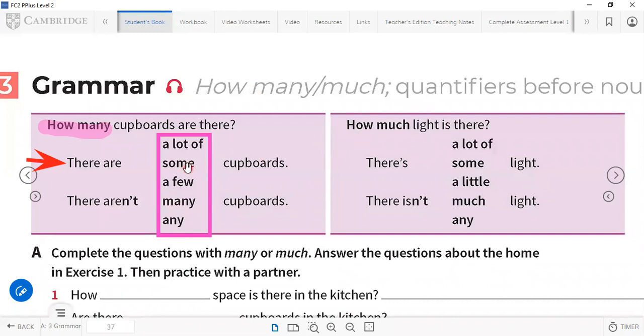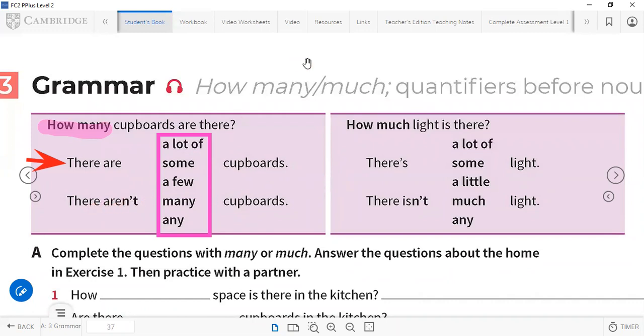They have some. Some is like algo, ¿no? It's like 50%, ¿no? Como un 50%. A few, ya, más abajo, ¿no? Como un poco. There are a few, no? Como que hay algo de words.